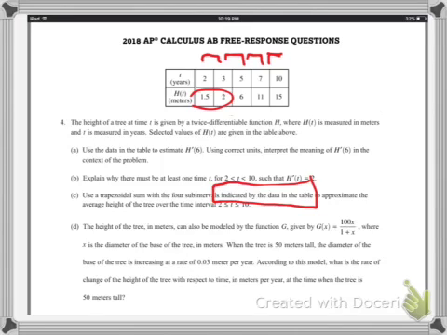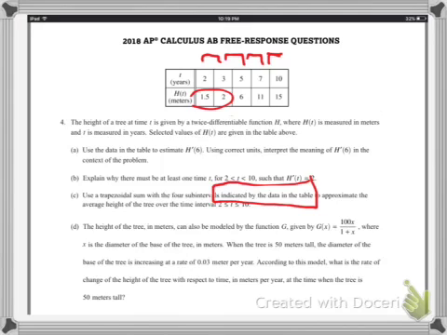And then lastly, part D says the height of a tree in meters can be modeled by a function g given by g of x is equal to 100x over 1 plus x, where x is the diameter of the base of the tree in meters. When the tree is 50 meters tall, the diameter of the base of the tree is increasing at a rate of 0.03 meter per year. According to this model, what is the rate of change of the height of the tree with respect to time in meters per year at the time when the tree is 50 meters tall?